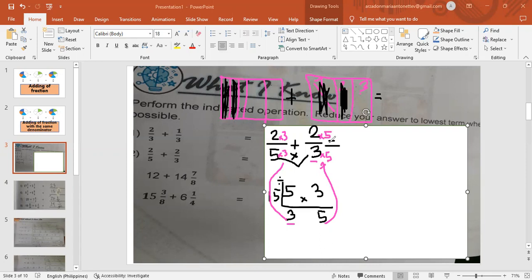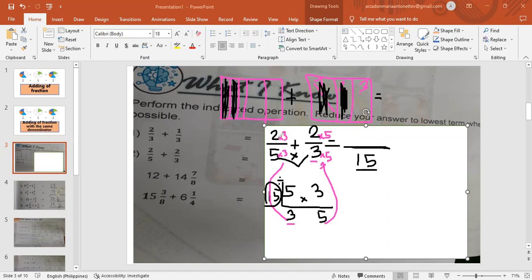So, what's the rule? Whatever you do in the denominator, you have to do it also to the numerator. Okay. So, now we already have the common denominator. So that is our greatest common denominator or least common denominator. Let's write it here, 15. Why do we get the 15? That's simply 5 times 3, 15. 3 times 5, 15. So that is our common denominator.